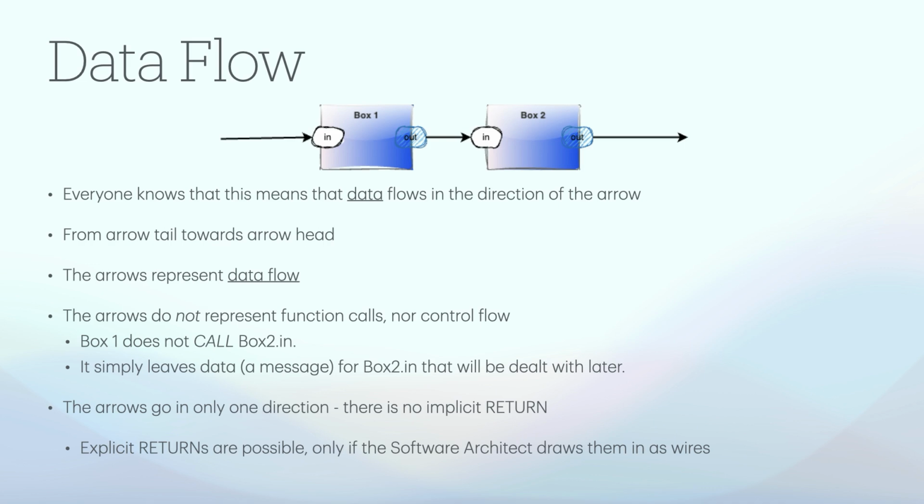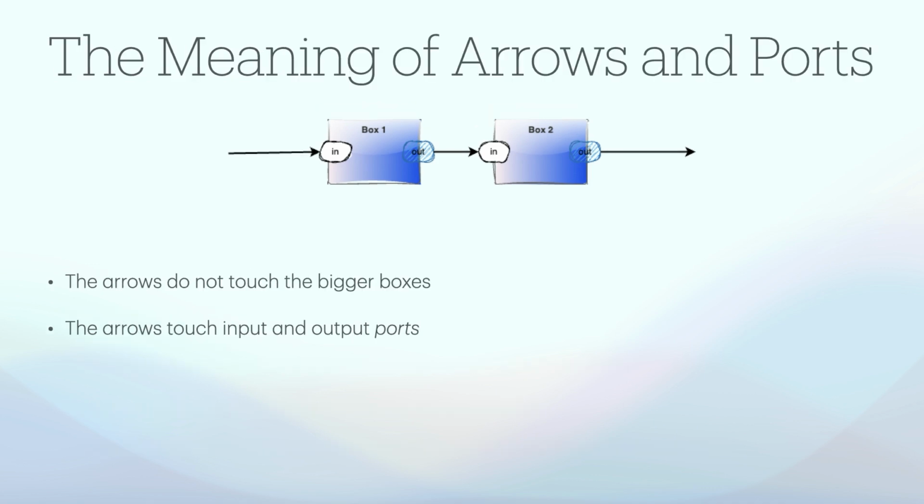In fact, in an asynchronous system, box 2 might never respond to box 1 and instead may send data to a completely different receiver. The arrows do not actually touch the bigger boxes. The arrows just touch input and output ports. To be continued.